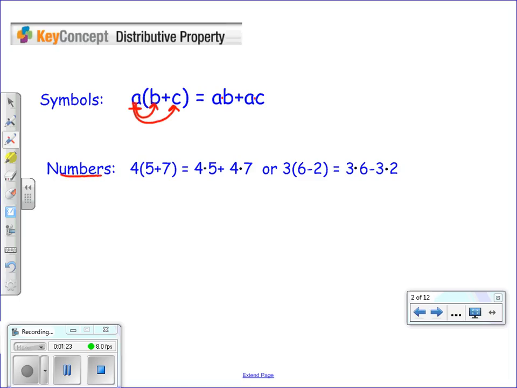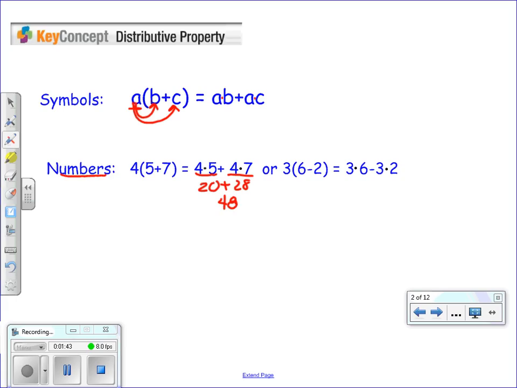In numbers, that looks like 4(5 + 7) is the same as 4 times 5 plus 4 times 7. 4 times 5 is 20, 4 times 7 is 28, so our total would be 48 on this.